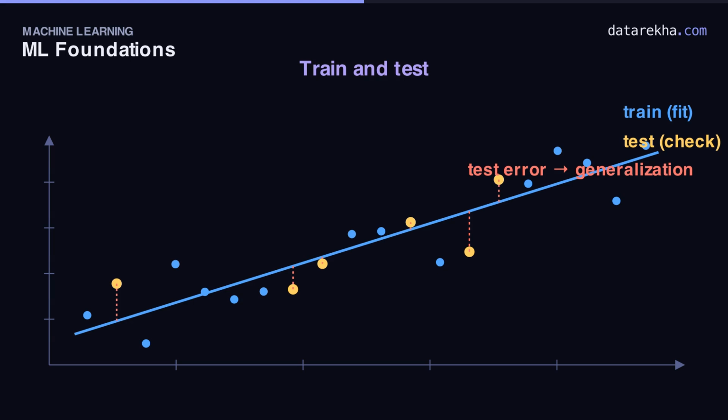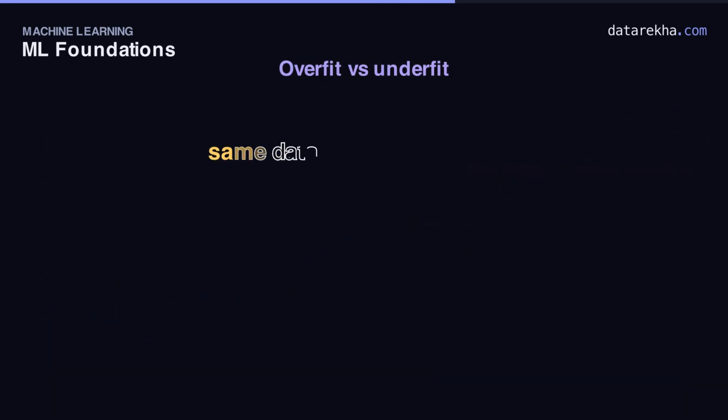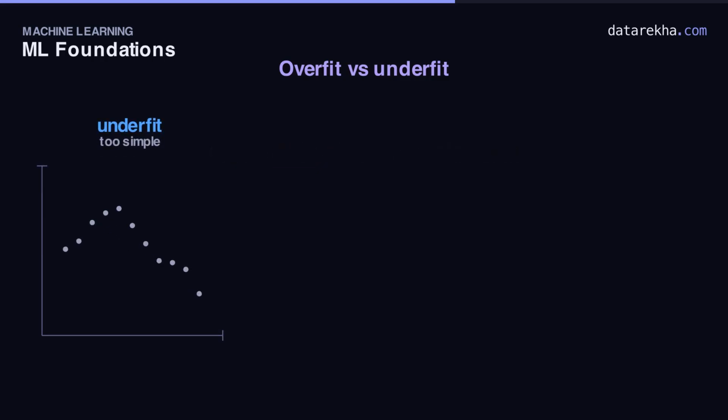Never, ever measure success on the very points you trained on. This next idea is the heart of the lesson, the trade-off that never goes away. Take the exact same data and fit it with three models of growing complexity. Watch what happens. On the left, a model that's too simple, a single straight line through a curvy cloud. It can't bend to follow the shape, so it misses badly, even on the training data. We call this underfitting, and the cause is high bias.